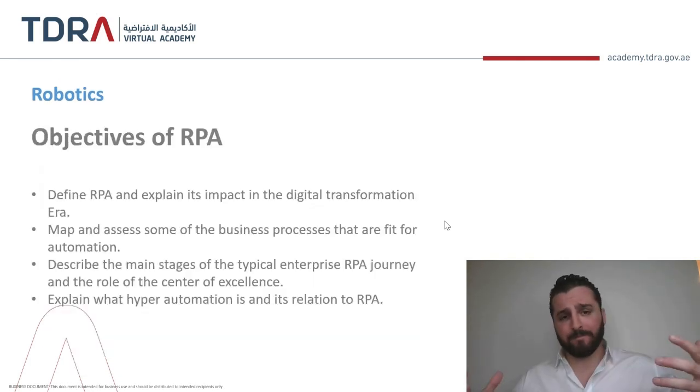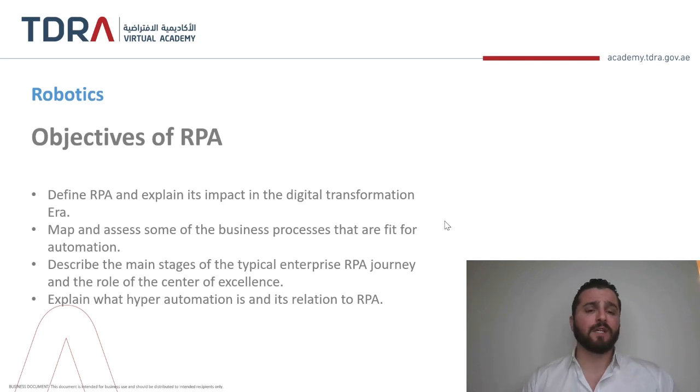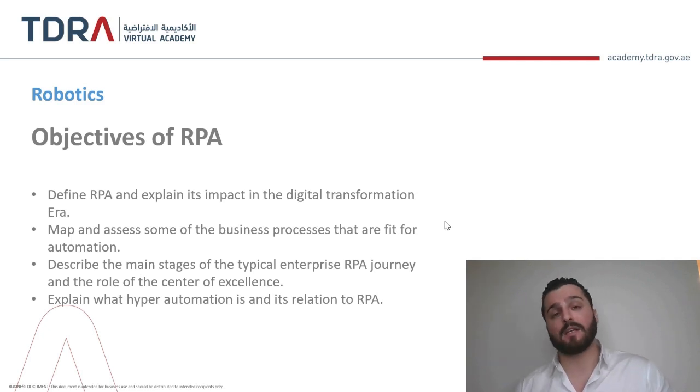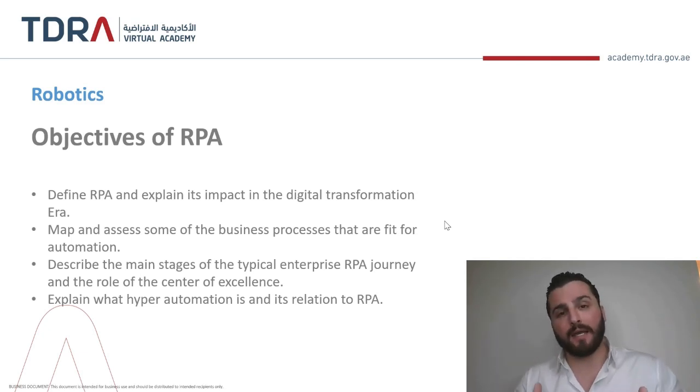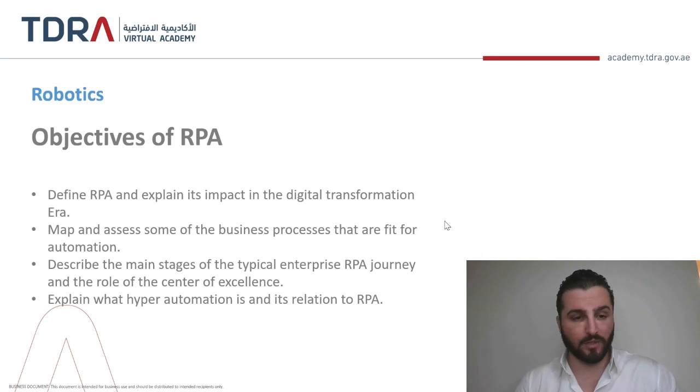Now, what are the main objectives of RPA in general? In this course, we're going to define RPA, explain its impact on the digital transformation era, and map and assess the processes. This is a very crucial and important part of RPA, because the way we build the process, its fitness, complexity, and some other factors will always be considered in order to automate and hyper automate the processes around the ecosystem.